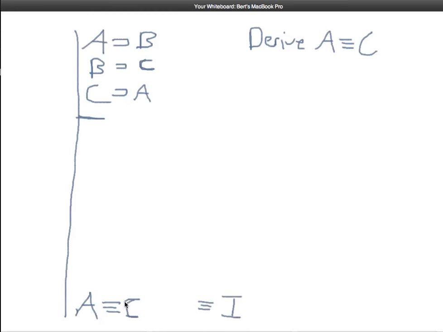Before I even think about how to do this, you can think that we always need to be working backwards from the goal.